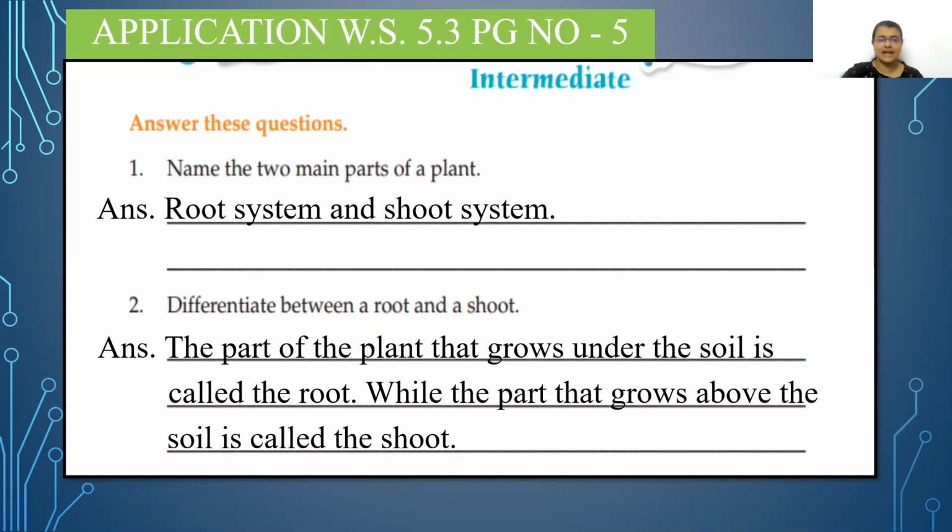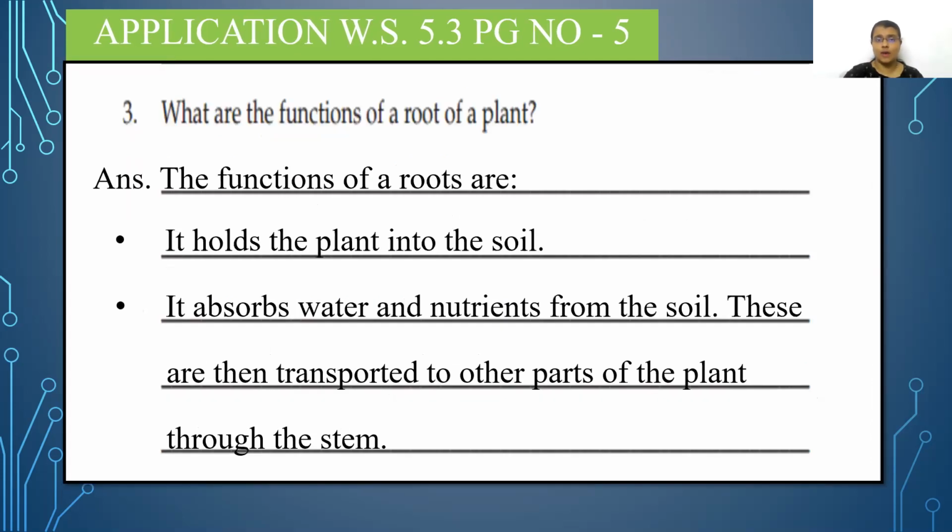So, the part of the plant that grows under the soil is called the root, while the part that grows above the soil is called the shoot. Now let's move to the third one. What are the functions of a root of a plant? So the functions of roots are: it holds the plant in the soil, and it absorbs water and nutrients from the soil. These are then transported to other parts of the plant through the stem.